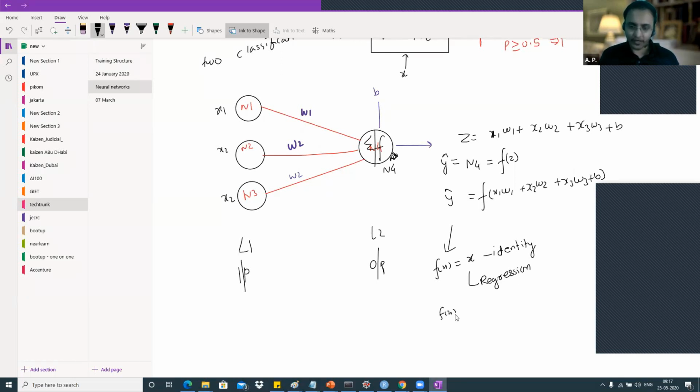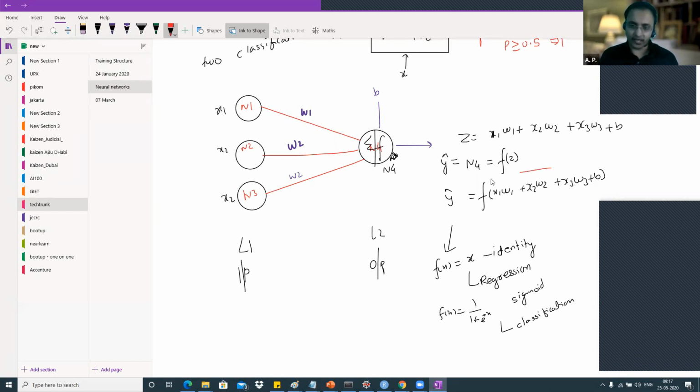If I take the activation function as 1 by 1 plus e power minus x, which is sigmoid, then this would look like a logistic regression model, and it can be used to solve a classification problem. Right? That means the job of the activation function on the output layer is to decide whether the neural network will be used for solving a regression problem or a classification problem. That's point 1. Now, whatever the type of activation function you take, can we say in both the cases, this equation is a linear equation?